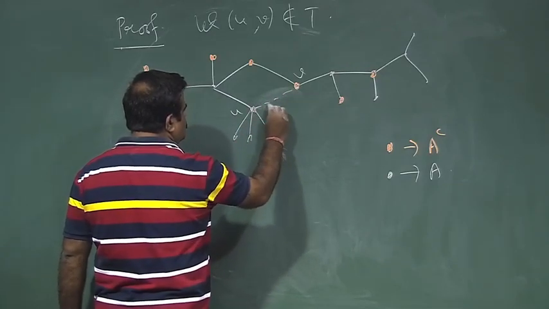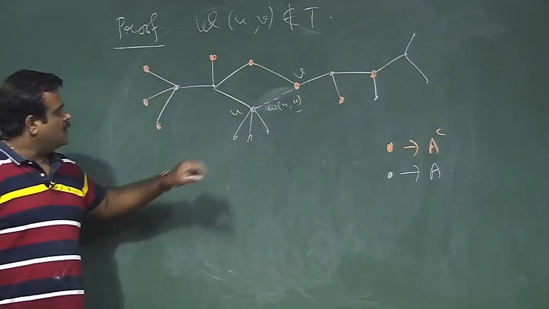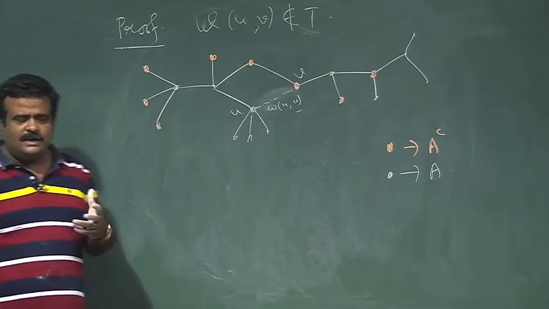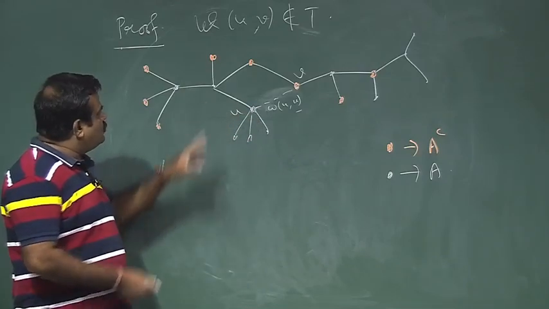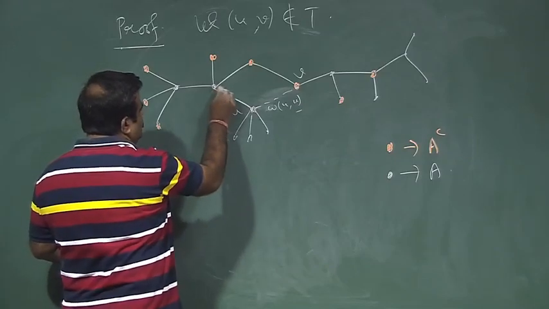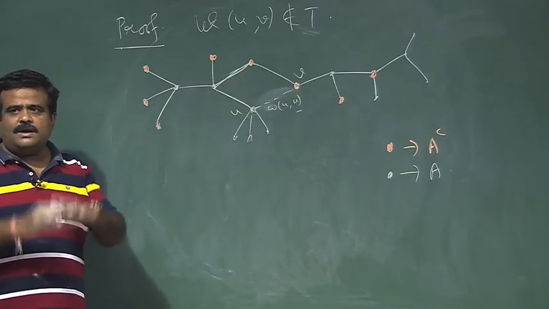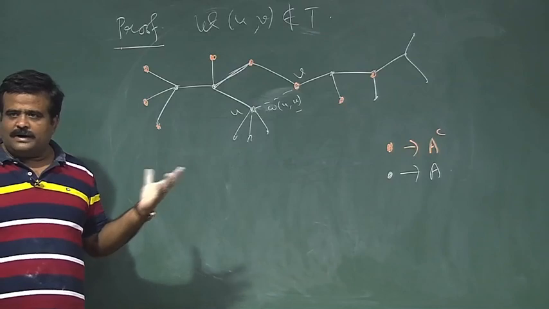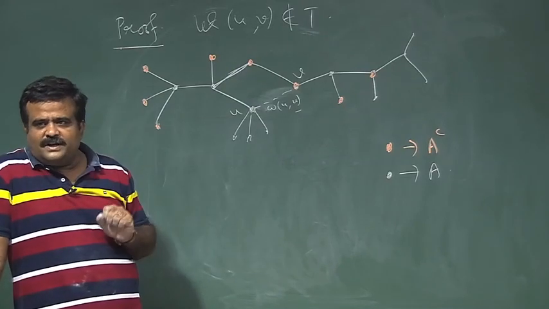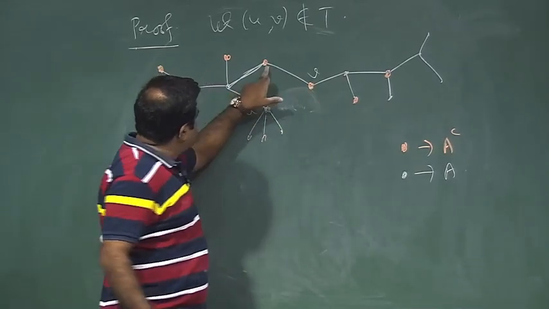The weight of UV is minimum. So, if this is not in the minimum spanning tree and this is a spanning tree, then we have another edge which is also a bridge edge, connecting the two sides, because we have to cover all the vertices, A and A complement. So, there has to be an edge which is a bridge edge, and we are assuming that it is not UV. So, suppose it is this one.